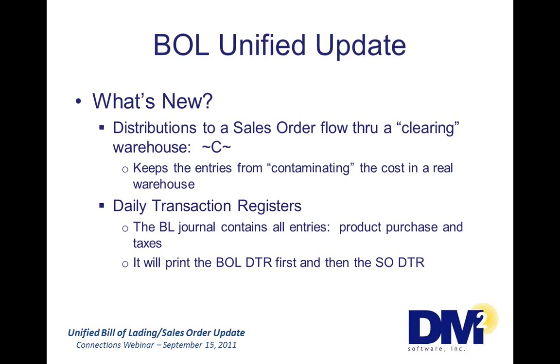This is going to make researching problems through GL a lot easier. All the entries for a bill of lading update will be in one place instead of being scattered in two separate journals. When you do the update, it's going to print the bill of lading daily transaction register first, and then it will print, after you update it, the sales order daily transaction register. And as I said, if there's a problem during the update, the bill of lading batch will restart without help from support. This has been a problem in the past, but should all go away in the future.